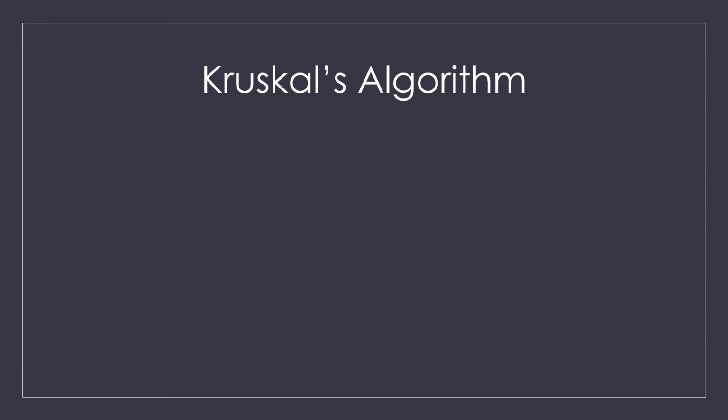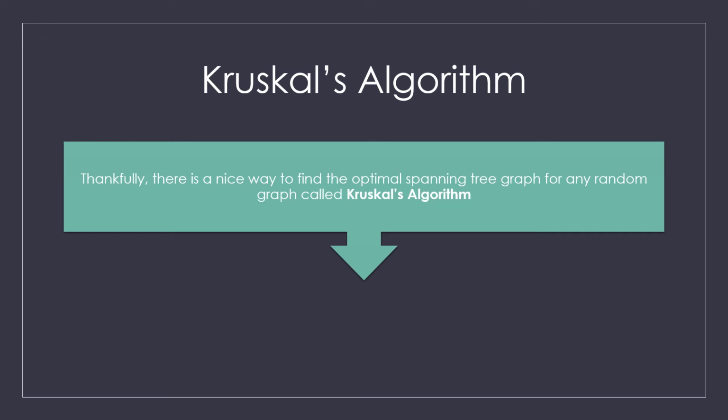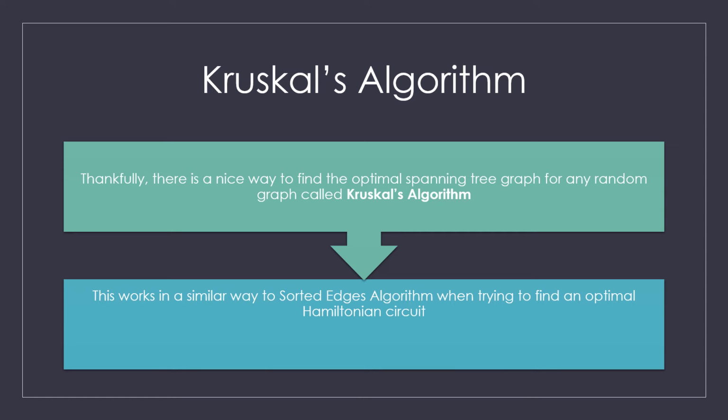One of the reasons we went over brute force for the Hamiltonian circuit problem is because there wasn't a best way. There were ways that we could approximate the answer and come up with what we thought might be good enough because they were faster, more reasonable algorithms. But there's actually a really easy algorithm to find the best one every time, and it's called Kruskal's algorithm. Kruskal's algorithm is remarkably similar to the sorted edges algorithm, which allowed us to find an optimal Hamiltonian circuit. But that was only an approximation. It can still be wrong. This one is best every time, which is very convenient.